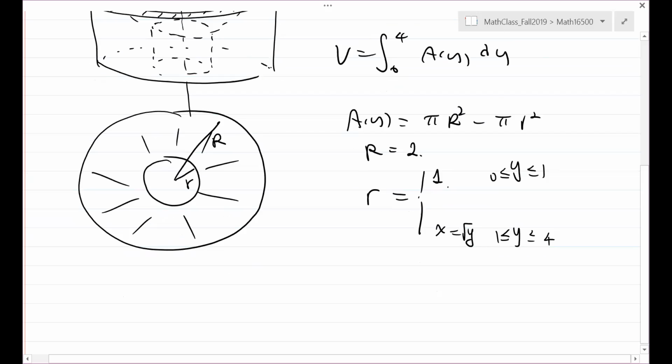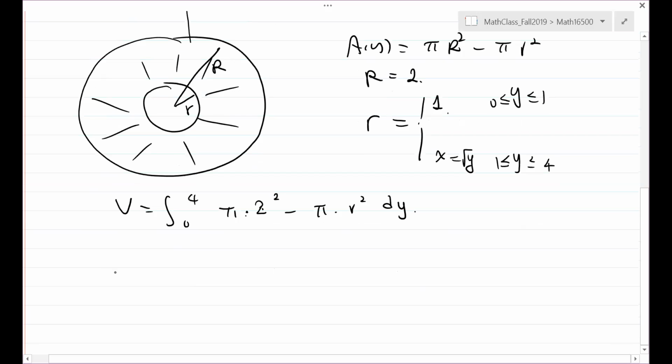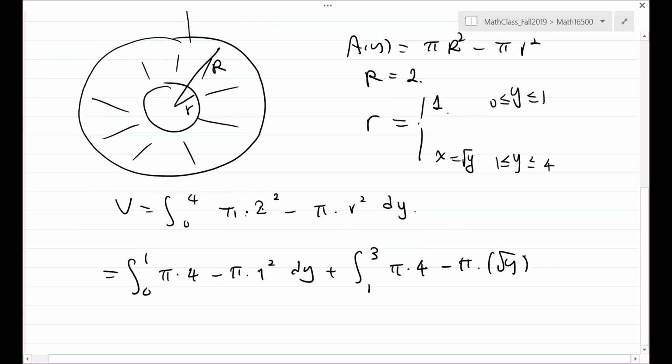That's it. So the volume is going to be the integral from 0 to 4 of pi R squared. R is 2, so 2 squared, minus pi times something we don't know yet, right? It depends on the y value. So if y is from 0 to 1, then this is going to be 1 squared dy. If it's from 1 to 4, it's the square root of y squared dy. Okay, so you can evaluate this integral.